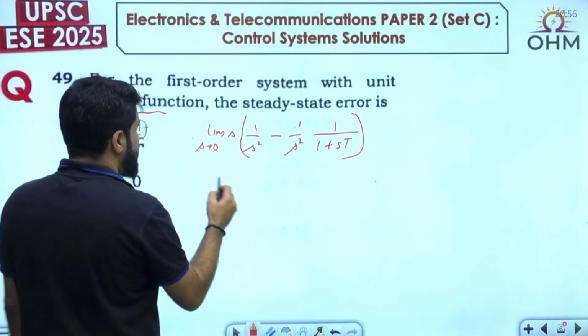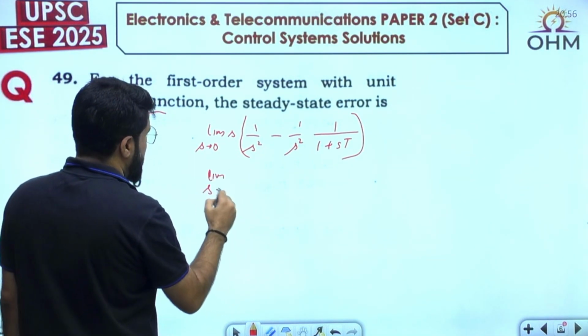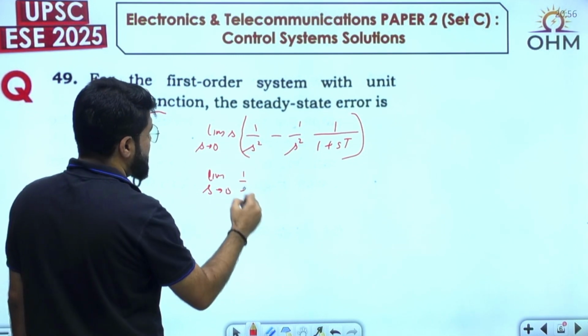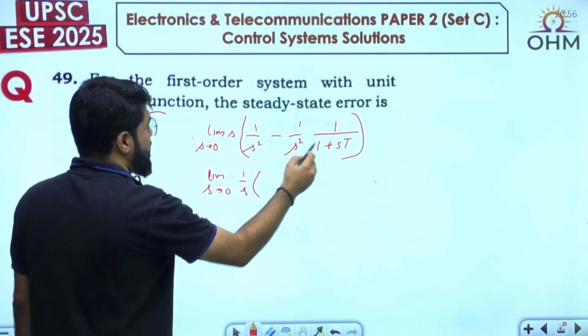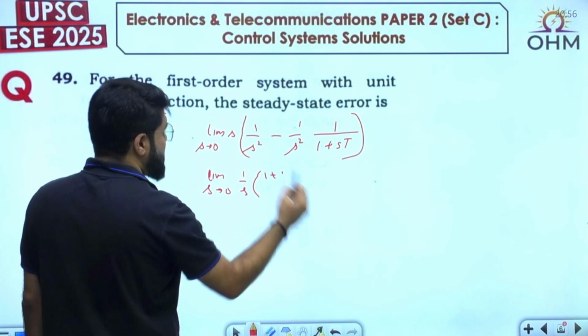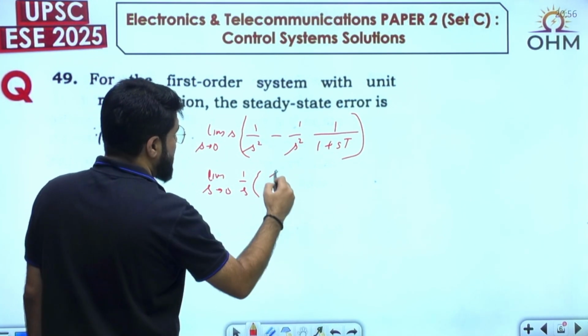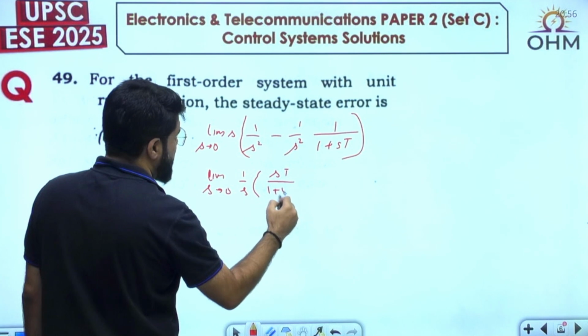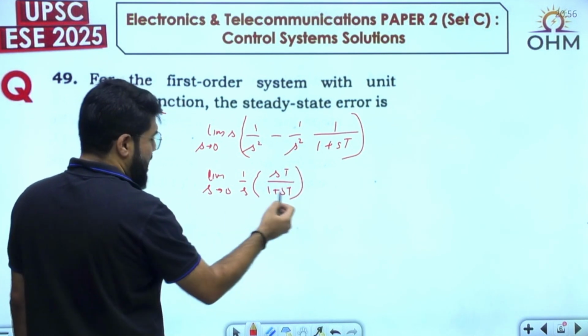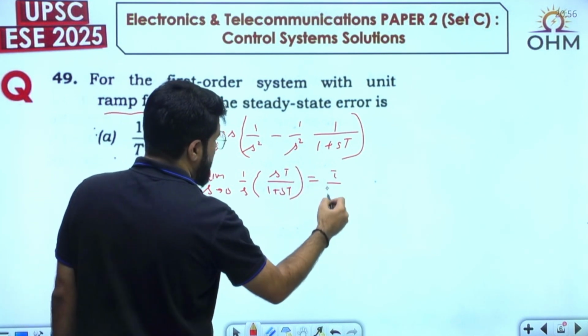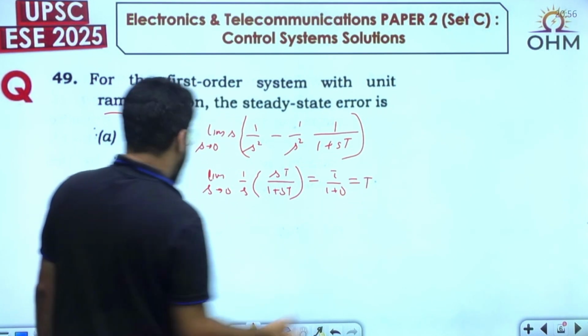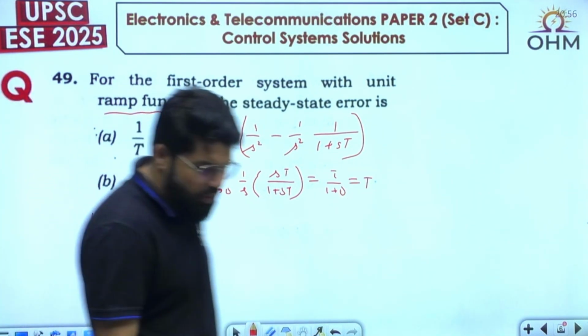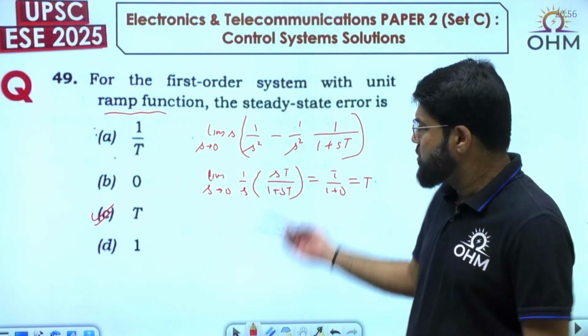You can simplify the terms. This becomes limit of s tending to 0, 1 by s. I took s square outside. Then what is left in front of you? 1 plus sT minus 1, that is only sT divided by 1 plus sT. s cancelled, put s tending to 0, T upon 1 plus 0. That is T. It should be there in your notes directly, if you have studied first order systems.